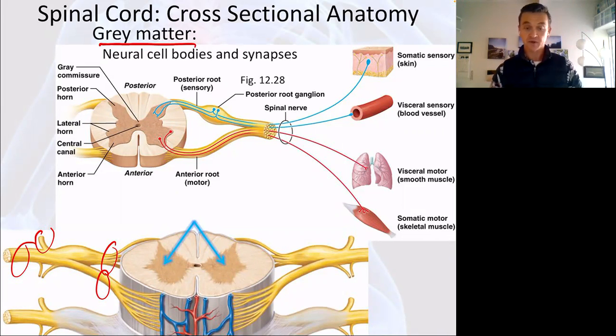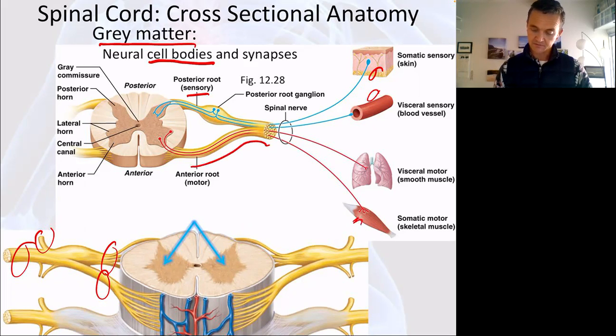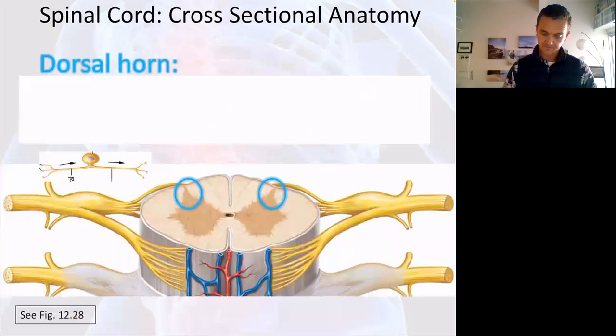And the gray matter is gray because it's made up of cell bodies, somas, and all the synapses of other neurons. That looks more gray compared to the white matter. And we can see how this comes out. We see the posterior root, sensory part, coming out to the sensory innervations here, and then the ventral root coming out to motor innervations there.